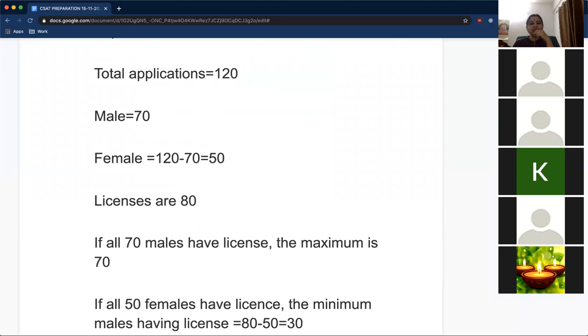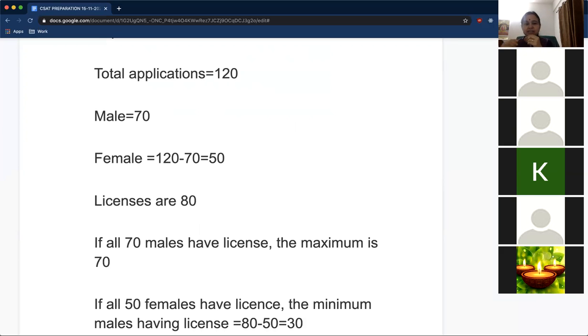So what is the possibility? Maximum licenses, maximum men can have 70 licenses because the total number of men itself is 70, right? What is the minimum? Suppose we assume all females are having a driving license, how many females are there? 50. So if all 50 are having, then we will be left with 30. Total license is 80. 80 minus 50, 30.